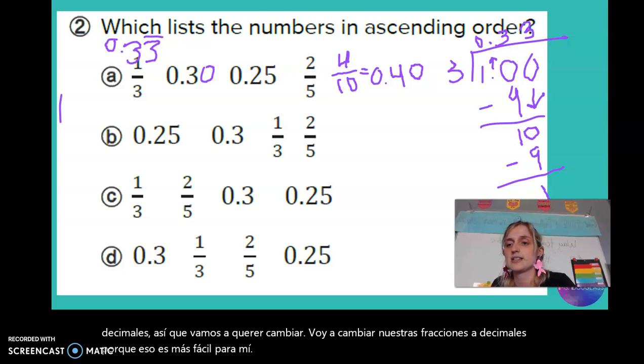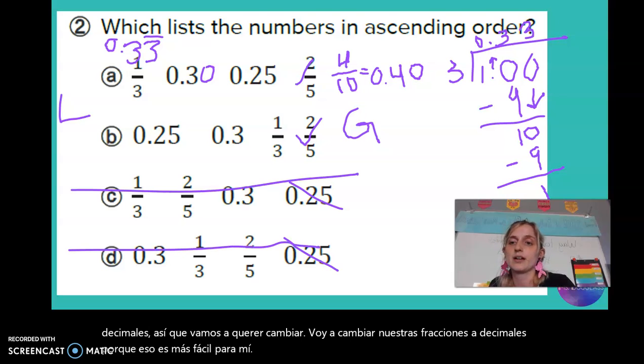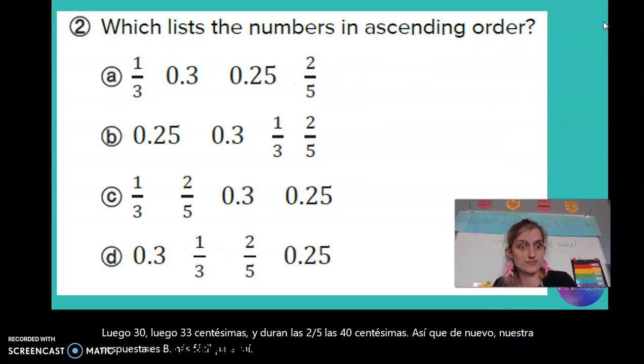Ascending means least to greatest. Of these decimals, which are now all measured in the hundredths place, 40 hundredths is the biggest option, so 2/5 should be last. Yay? No. Just because these are no, that means the entire answer is wrong. This list in A is not in the right order. 25 hundredths is the smallest, then 30, then 33 hundredths, and last the 2/5, the 40 hundredths. So again, our answer is B. 2 down, 1 to go.